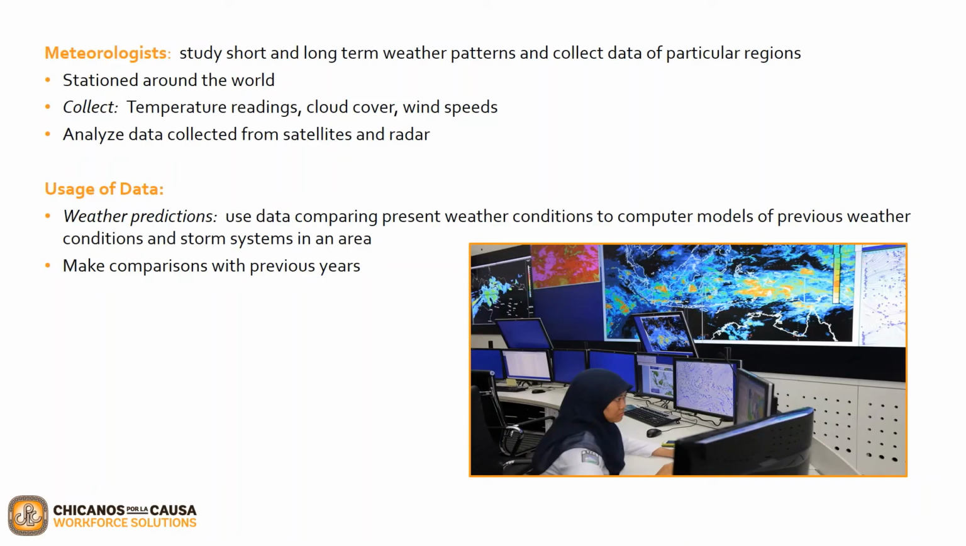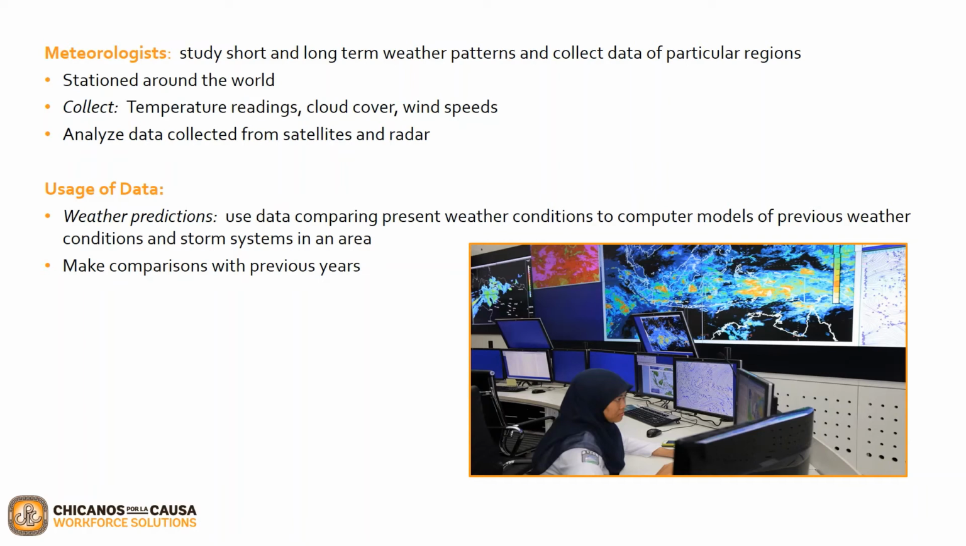People who study short and long-term weather patterns and collect data for particular regions are called meteorologists. Meteorologists are stationed at meteorological stations around the world with one common goal: to collect weather data. They collect temperature readings, cloud cover, and wind speeds. Not only are they analyzing data that they are collecting, but also data that is collected through satellites and radar.